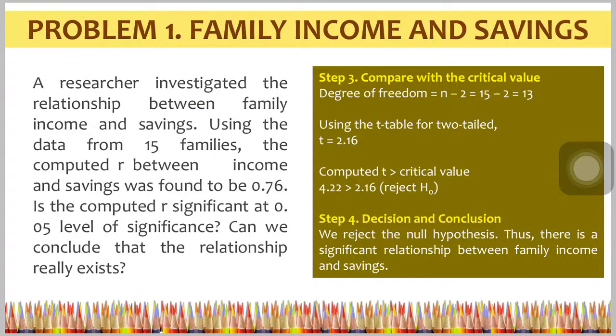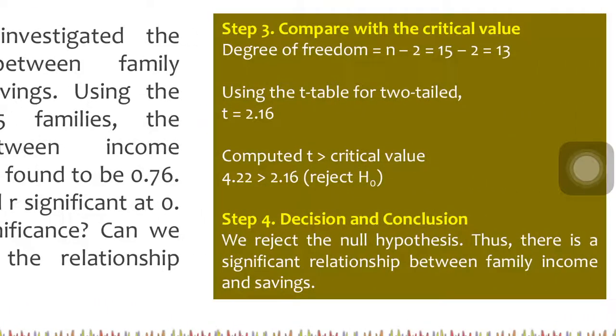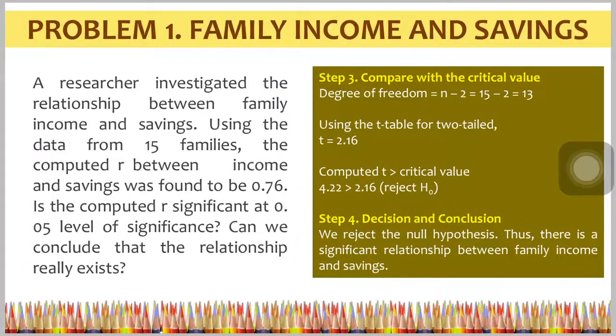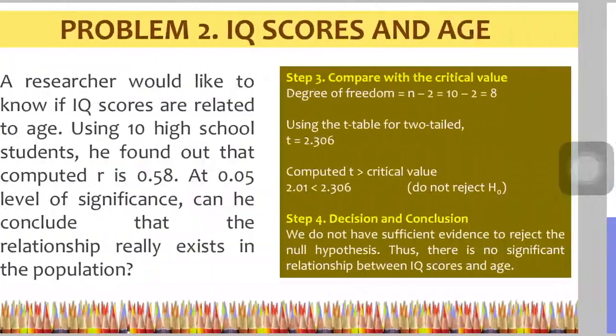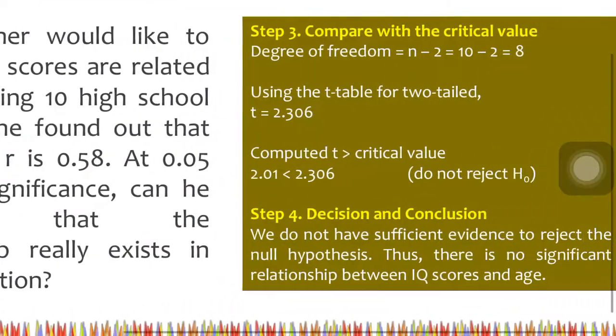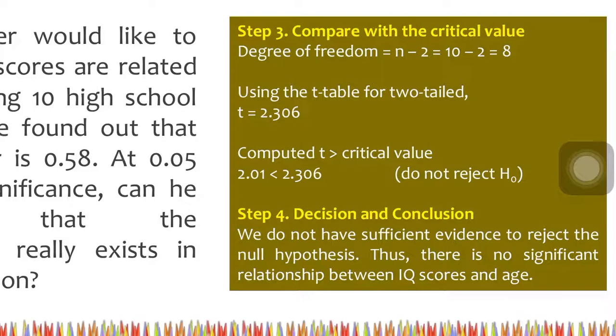In problem number 1, there is a significant relationship between family income and savings. Since a significant relationship exists, then we need to have our regression analysis. In problem number 2, there is no significant relationship between IQ scores and age. Thus, there is no need to undergo regression analysis.